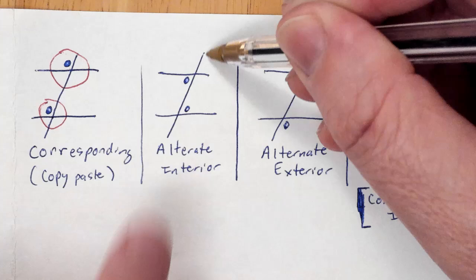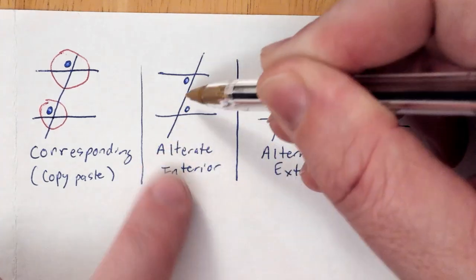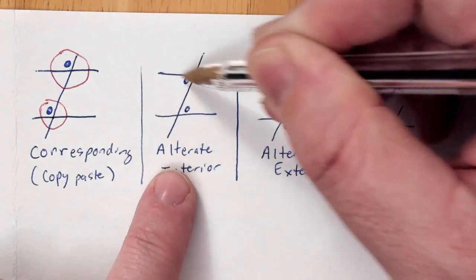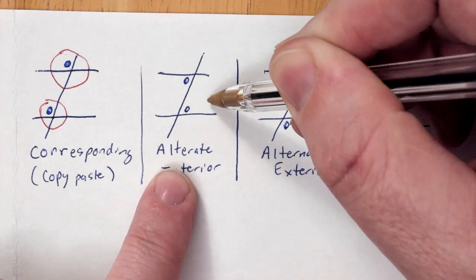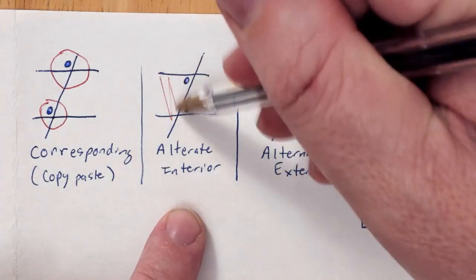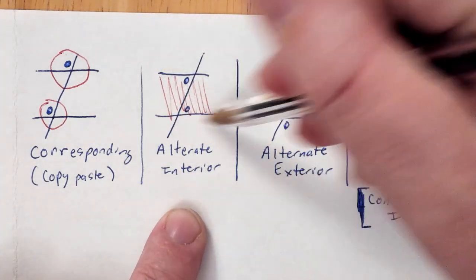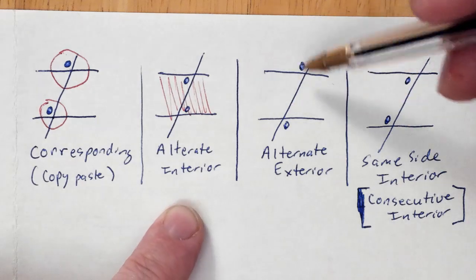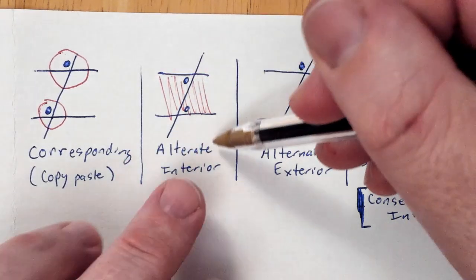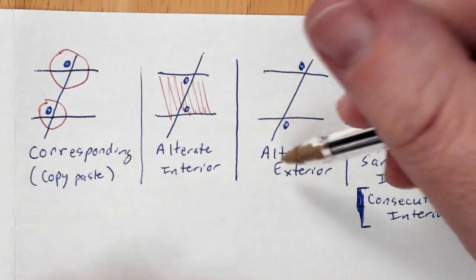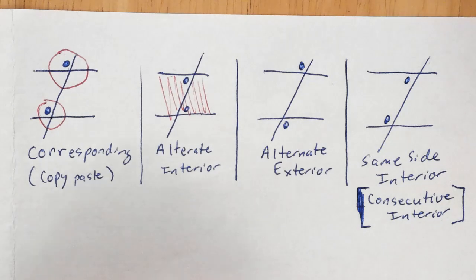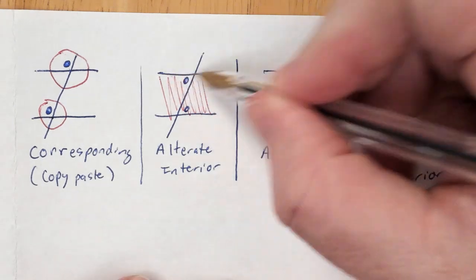Alternate interior angles are on alternate sides of the train tracks. So one's on the left side of the transversal, the other one's on the right side of the transversal, and they're both inside of the possible parallel lines. And these lines could be parallel or not. The relationship will always be true. But the equation, whether it be equal or add up to 180, depends on whether these lines are parallel.